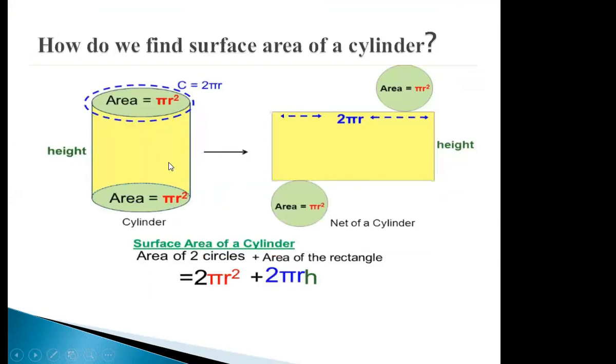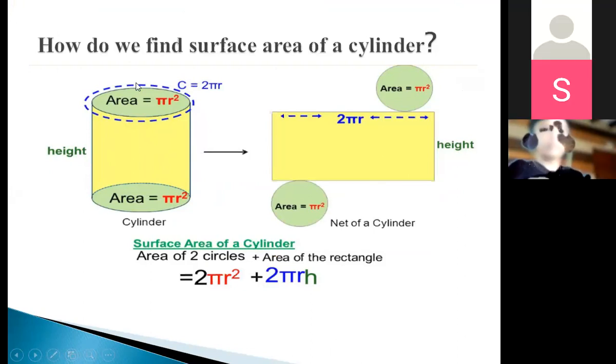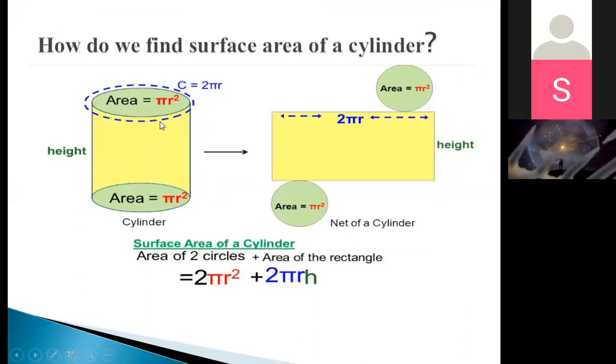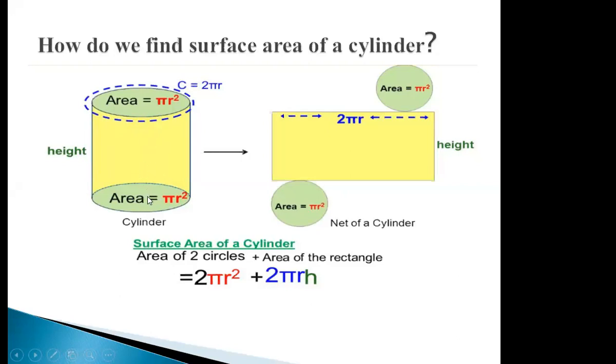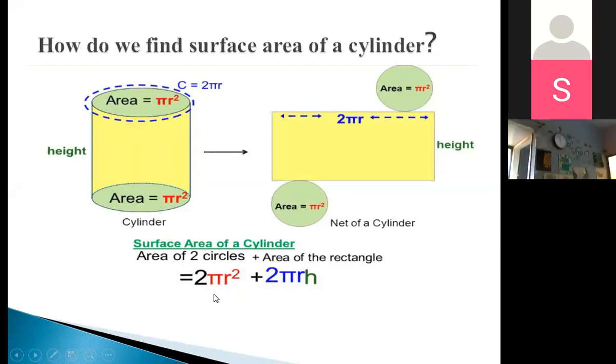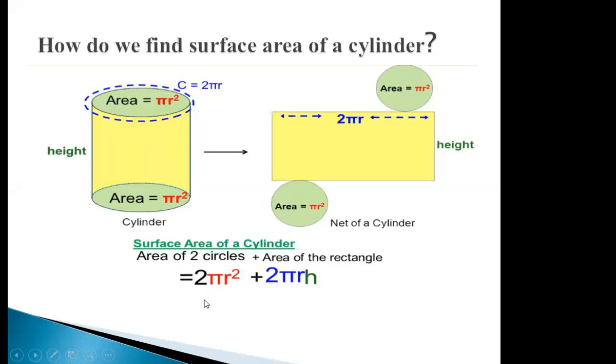Okay, so how do we find the surface area of a cylinder? Can you all hear me? Am I audible? Okay. Now you can see that there is a cylinder, right? And they have drawn dots over here. They have written the area of both the circles. There are two circles, so two areas, pi r square, right? So when you add these two circles, what area do you get? 2 pi r square. Area of two circles will make 2 pi r square. All right, so two circles make 2 pi r square.